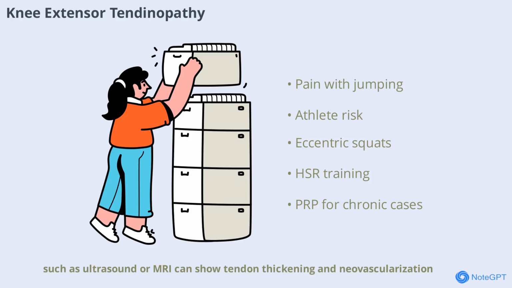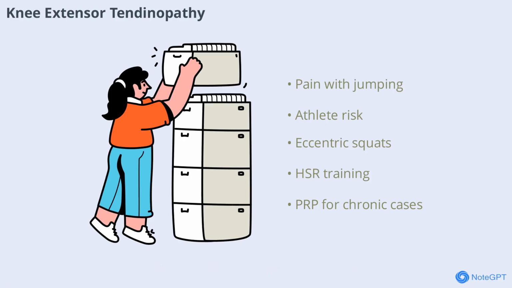Imaging such as ultrasound or MRI can show tendon thickening and neovascularization. Treatment focuses on reducing knee extension activities, eccentric exercises like decline squats, and heavy slow resistance training. Steroid injections are discouraged due to adverse effects, while PRP and ESWT may benefit chronic cases. Surgery is reserved for those who do not respond to conservative therapy.